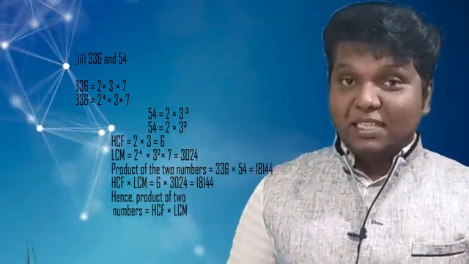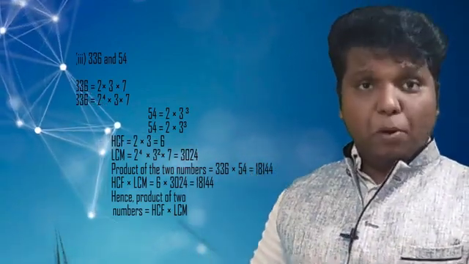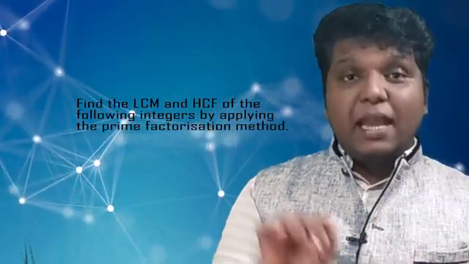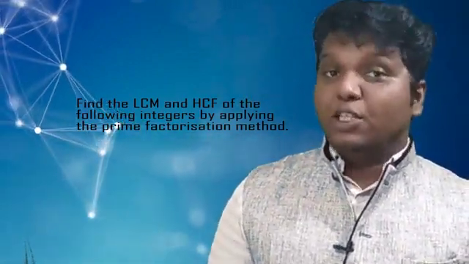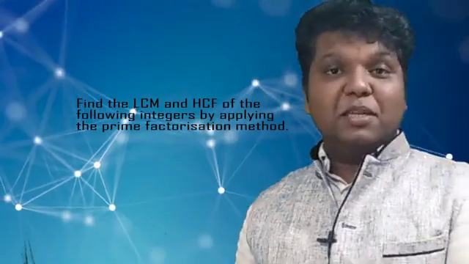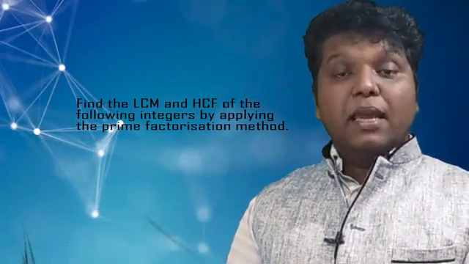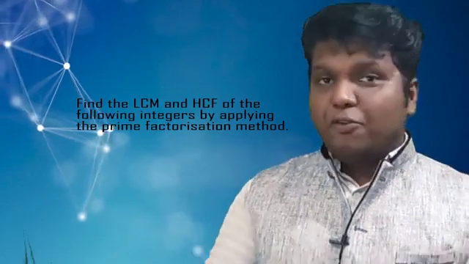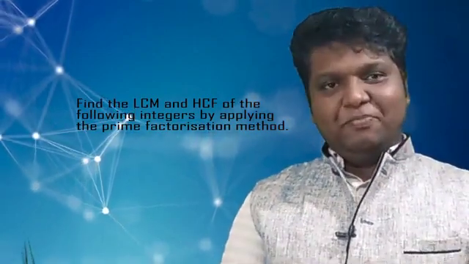So what does it mean? It means that the product of the LCM and HCF is equal to the product of the numbers. So we can write, therefore, LCM into HCF is equal to the product of the numbers. Hence, verified. Next question. What is the next question? Find the LCM and HCF of the numbers by the prime factorization method. So here, there is no verification. You have to just find the HCF and LCM by the same method. Prime factorization method means express them as the product of primes, and then from that prime factorization, you have to find the LCM and HCF.